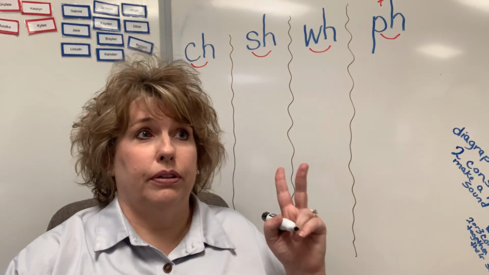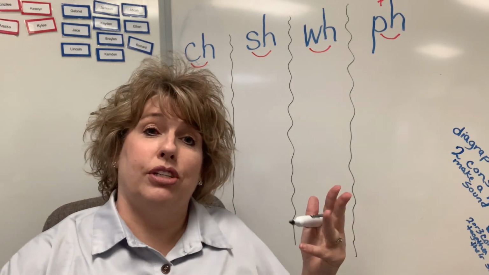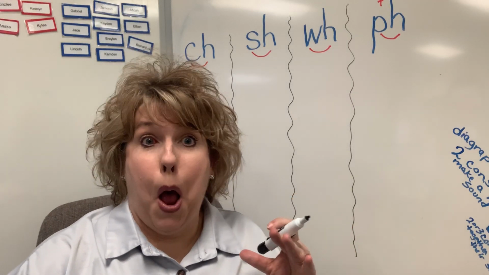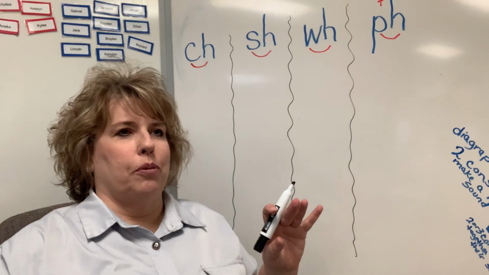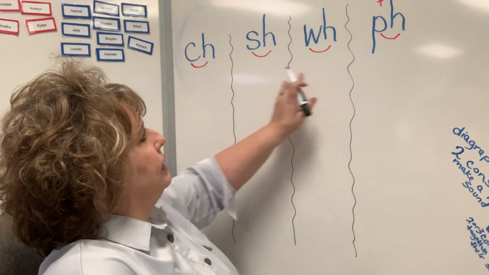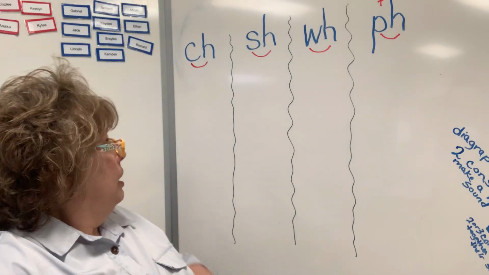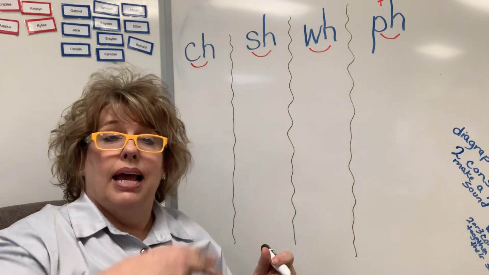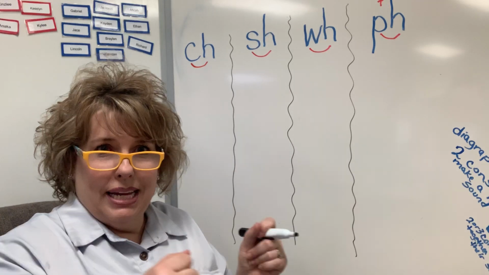The diagraphs we're going to cover today are CHR, CH, SH, WH, and PH. PH is sort of a crazy one that you're going to see as you get in the older or the upper grades. We won't talk about it that much in this lesson, but we're going to throw it out there, okay? So first of all, let's discuss the sounds that these diagraphs make when they partner up together. The CH, well, we know what sound does C make, and what sound does H make. But when the C and the H are together, what sound do they make?